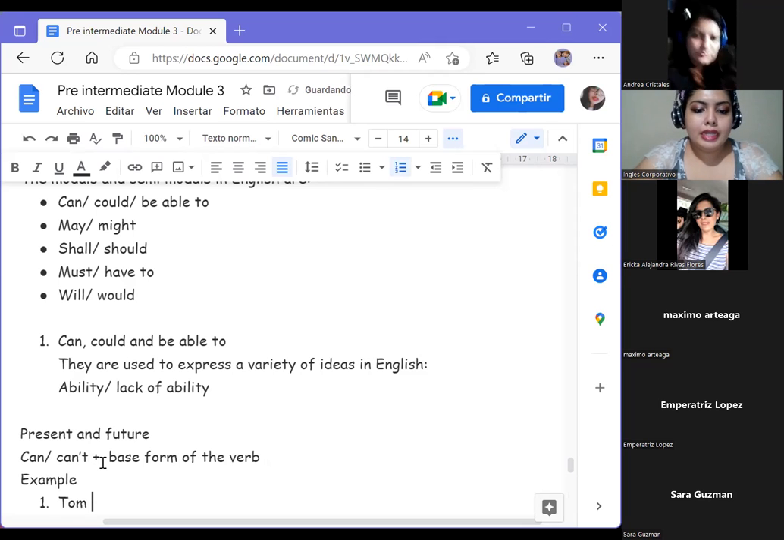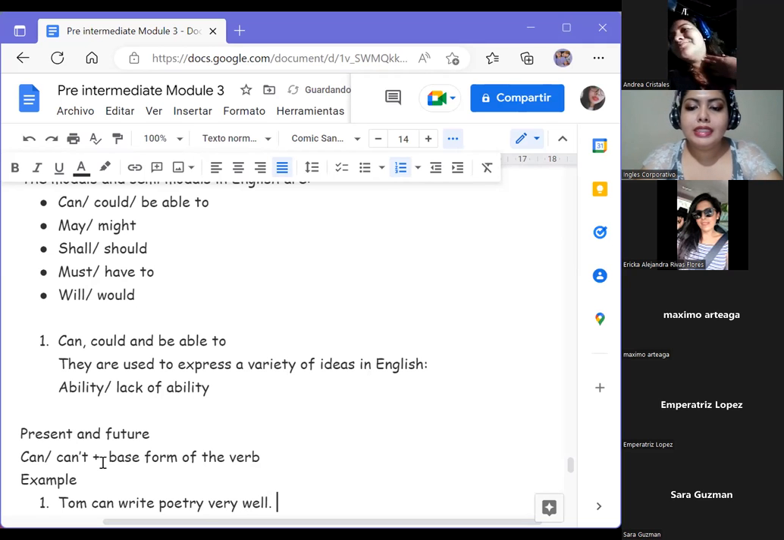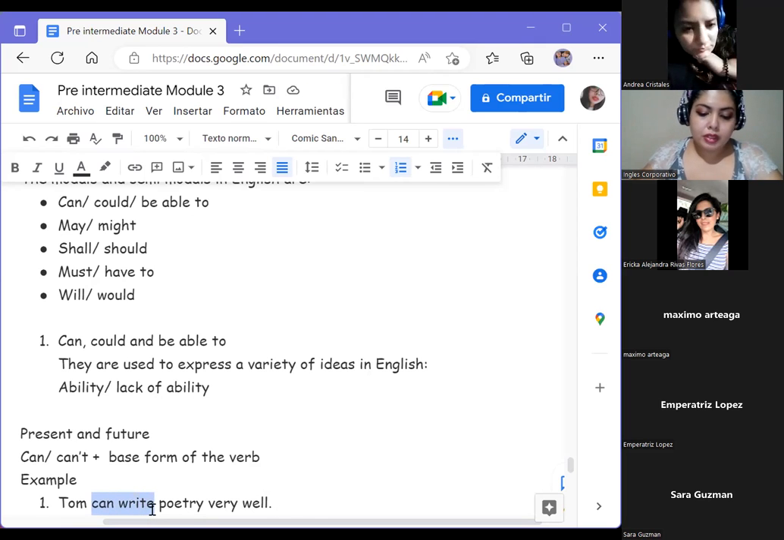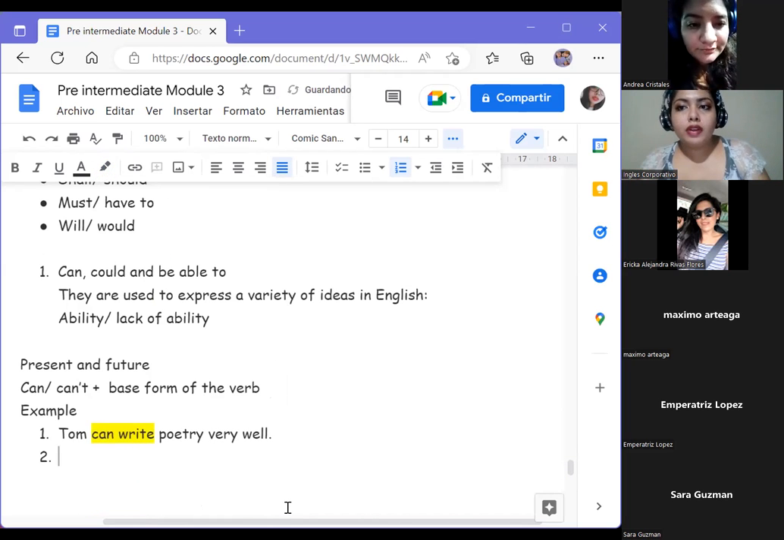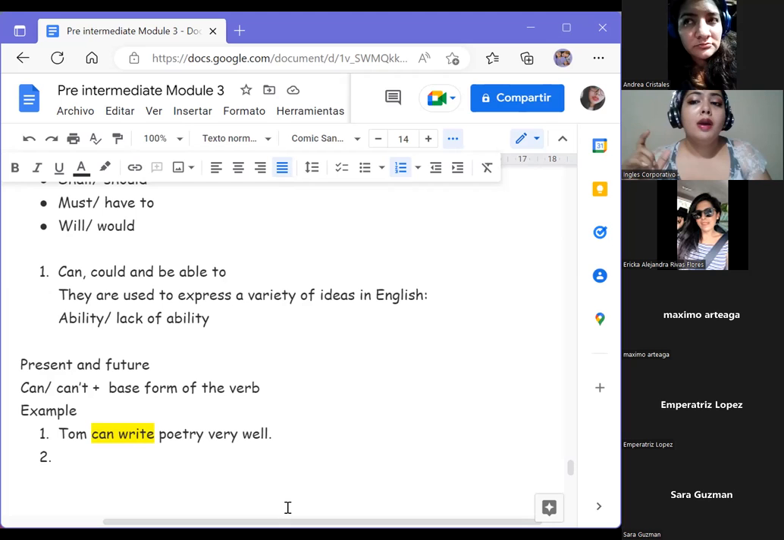Number one, Tom can write poetry very well. So this is a very simple sentence in which we have here the modal verb plus the verb in base form. Esa es la estructura en la que nos tenemos que fijar. Que llevamos el modal verb can con el verbo escrito en forma base. No le vamos a agregar nada, no le vamos a cambiar nada. En este caso no agregamos la S porque ya tenemos un modal que está modificando a la persona. En este caso es la tercera persona. Ya no necesitamos escribirle la regla de la tercera persona a ese verbo.